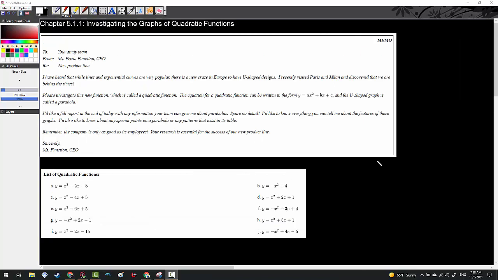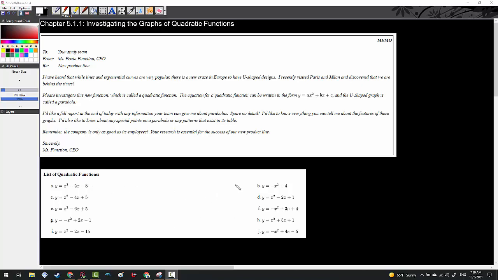In today's episode, we'll be discussing Chapter 5.1.1, which is Investigating the Graphs of Quadratic Functions. In this problem, we are going to be introduced to a new type of graph, and I would encourage you to read this letter from Miss Function CEO, where we are being asked to take a look at all of these functions from A through J below.